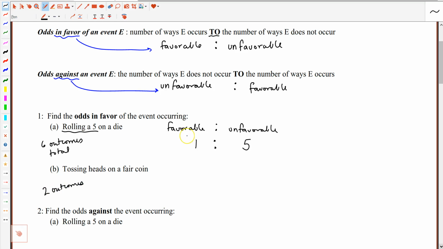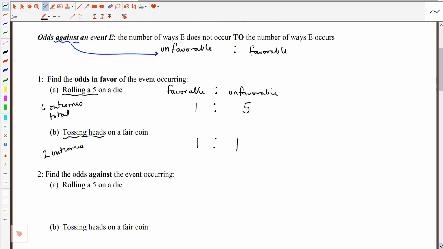And again, we're going to list favorable first and unfavorable second. So out of the two outcomes, how many of them satisfy being heads? Only one of them, right? When you toss a coin, how many of them satisfy not being a heads, or unfavorable outcomes? Well, that would be tails, right? So there is one way that heads is not satisfied. So the odds in favor of getting a heads when you flip a fair coin would be 1 to 1.